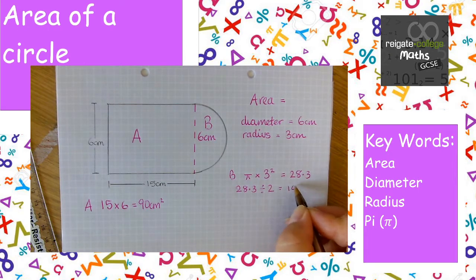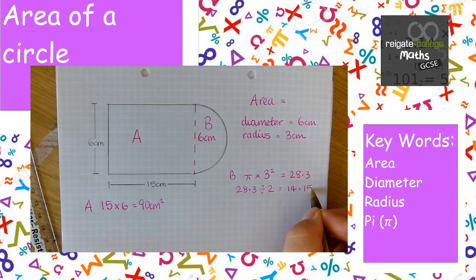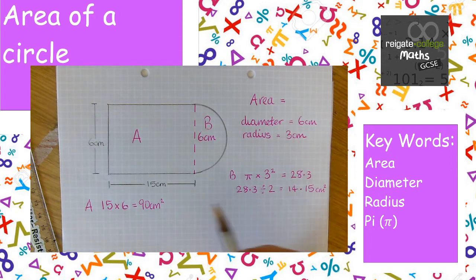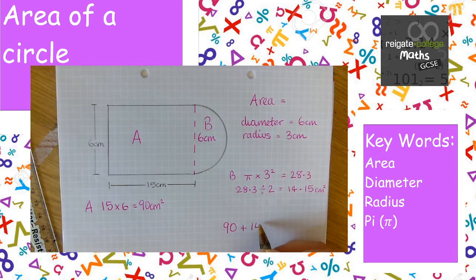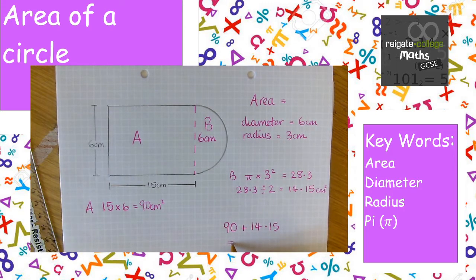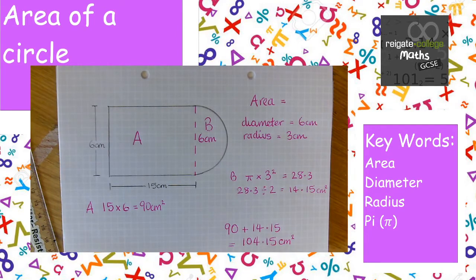is 14.15. What's left for me now to do is add the area of shape A, which is 90, to the area of shape B, 14.15, and that will give me the total area of my composite shape, 104.15 centimetres squared.